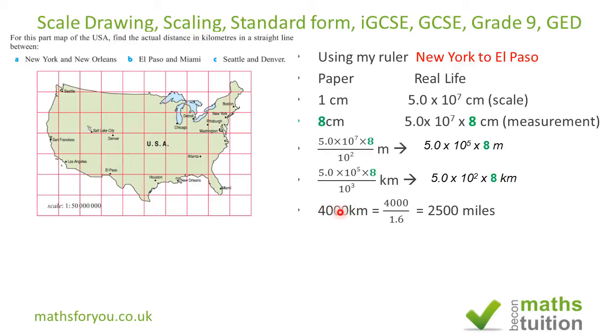But I've done some extra work here. If you want to change that from kilometers to miles, you divide your 4,000 by 1.6 and you get 2,500 miles. Now that's a bit longer than what National Geographic says is the distance from New York to El Paso. I'm about 200 or 300 miles out, but it doesn't matter because the method is correct and your measurement should be more accurate than mine. But you know, the method is okay. Right, next slide.